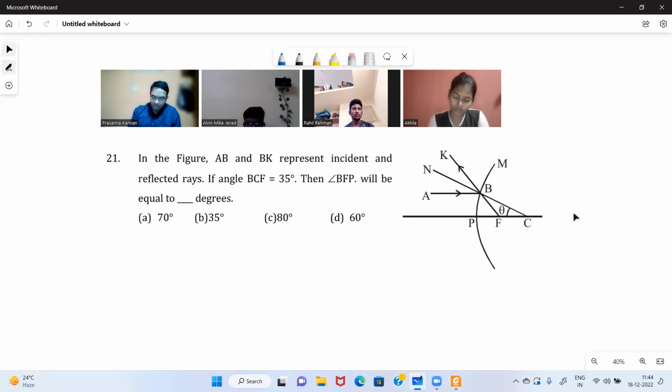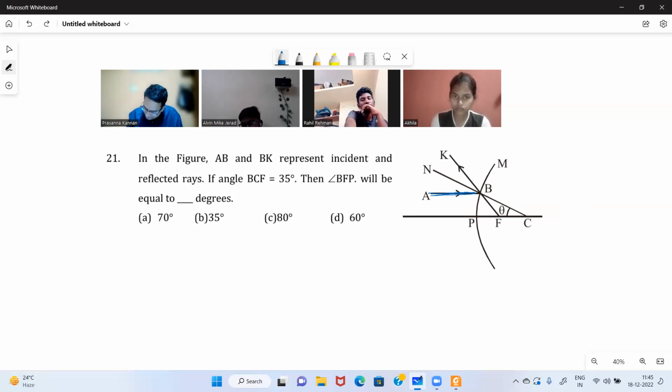Okay, this is based on the basics. Sometimes in PU you may be asked to derive R is equal to 2F. In that derivation, you will get this diagram. Now, what is asked in this question? AK, AB, and BK represent incident and reflected rays. Clear? I've already told you.